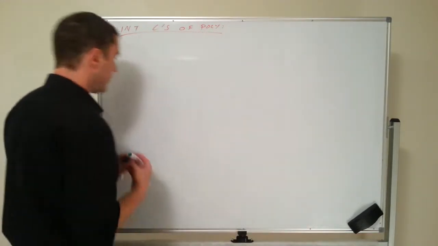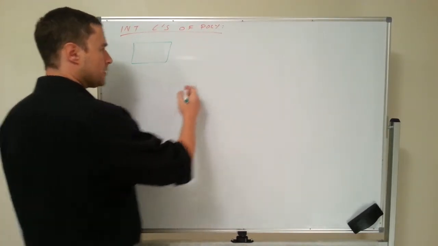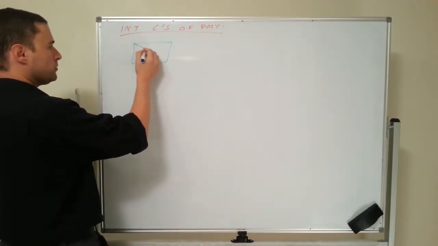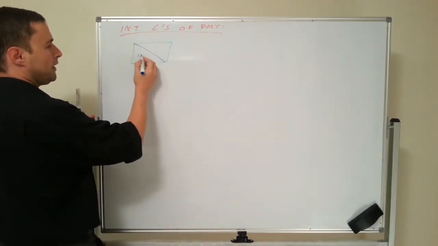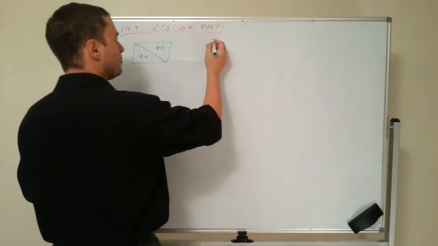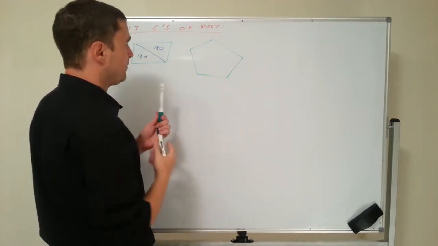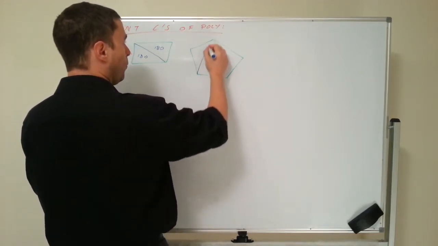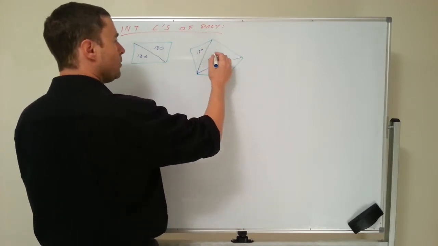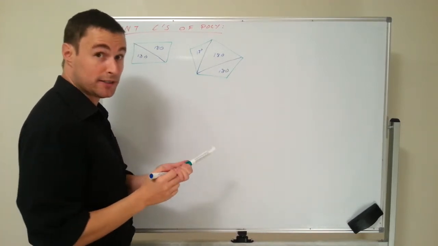So the first thing that I'm going to do, let's draw a quadrilateral, any quadrilateral, then I can break up this quadrilateral into two triangles. That's 180 and that's 180. Alright, let's draw a pentagon. 1, 2, 3, 4, 5. It's not regular, but it's okay. I can break this up into 1, 2, 3 triangles. 180, 180, 180. Okay, sum of the angles in a triangle is 180 degrees.